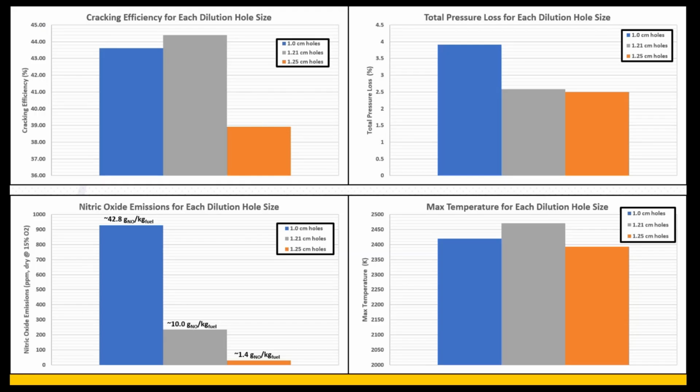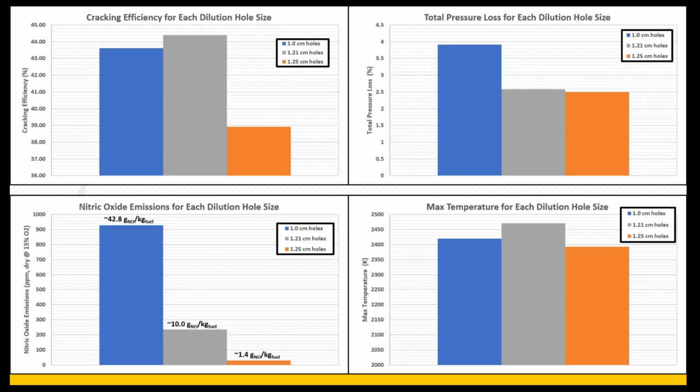You have the cracking efficiency, the total pressure loss, nitric oxide emissions, and max temperature. For cracking efficiency, the 1.1 equivalence ratio design had the highest, and that's really due to the fact that the flame burns the hottest, so there's more heat transfer to that cracking zone. And the 1.21 centimeter case had the lowest flame temperature because it's the most out of line with the stoichiometric condition. That one only produced slightly below 39% cracking.